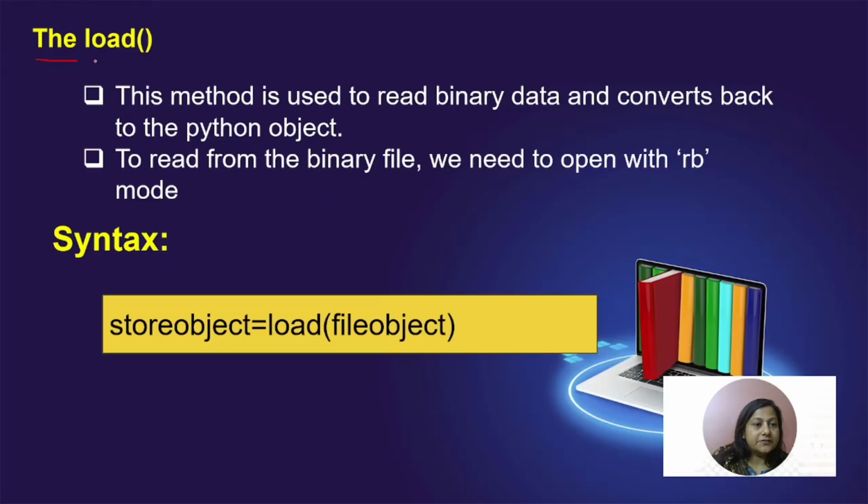So the next one is the load function. What is the meaning of load function? This method is used to read binary data and converts it back to the Python object. So if you want to read data from the binary file, you have to use what? Load function. To read the binary file, we need to use the RB mode, right? What is the syntax? Store object, that is nothing but a variable equal to load of file object.